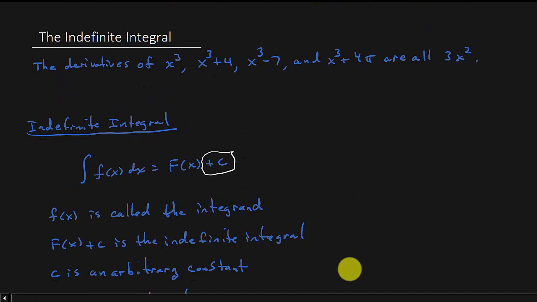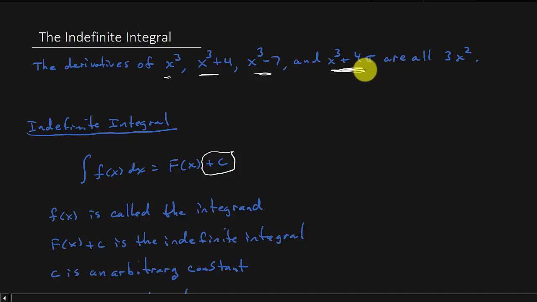All right, and here's where it may make a little more sense on this arbitrary constant c. If we take the derivative of each one of these functions here, I've got 1, 2, 3, 4 functions here. What's the derivative of each of these? They're all 3x squared. They all have the same derivative, because what's the derivative of a constant? It's 0. The derivative of 4 is 0. The derivative of -7 is 0. The derivative of 4 pi is 0.